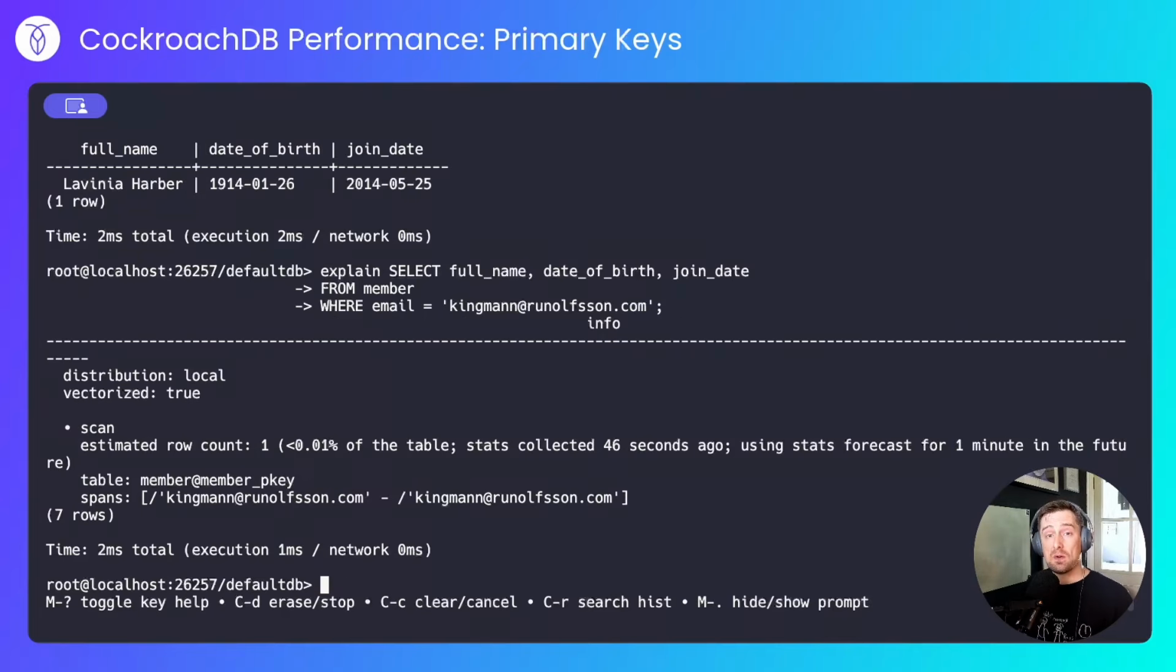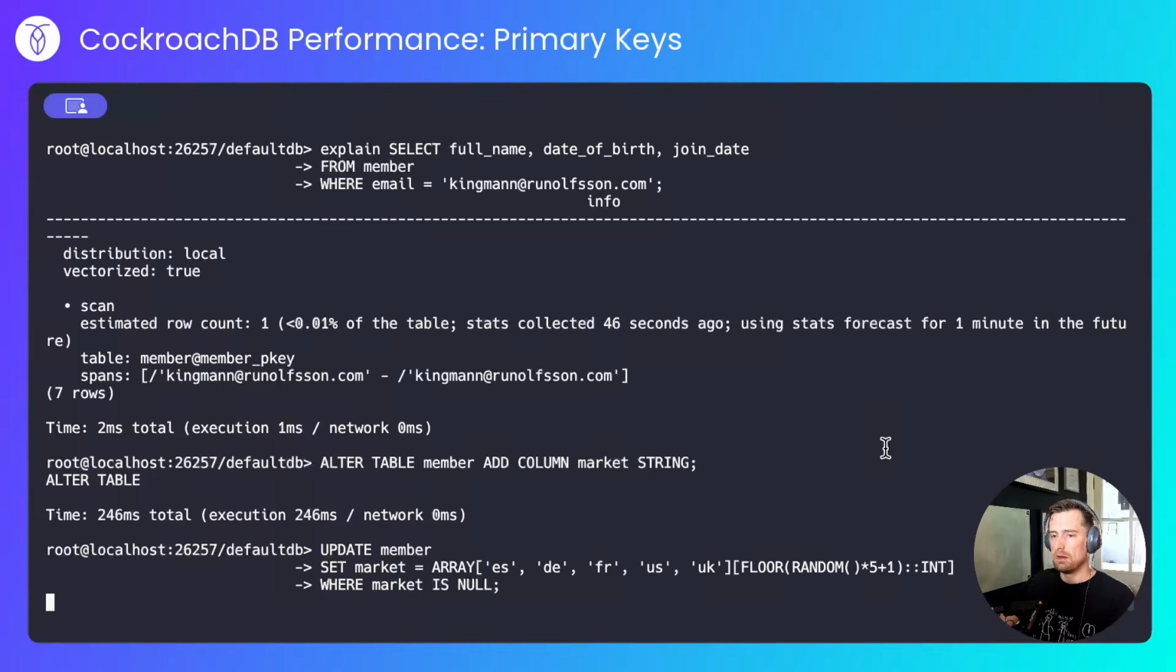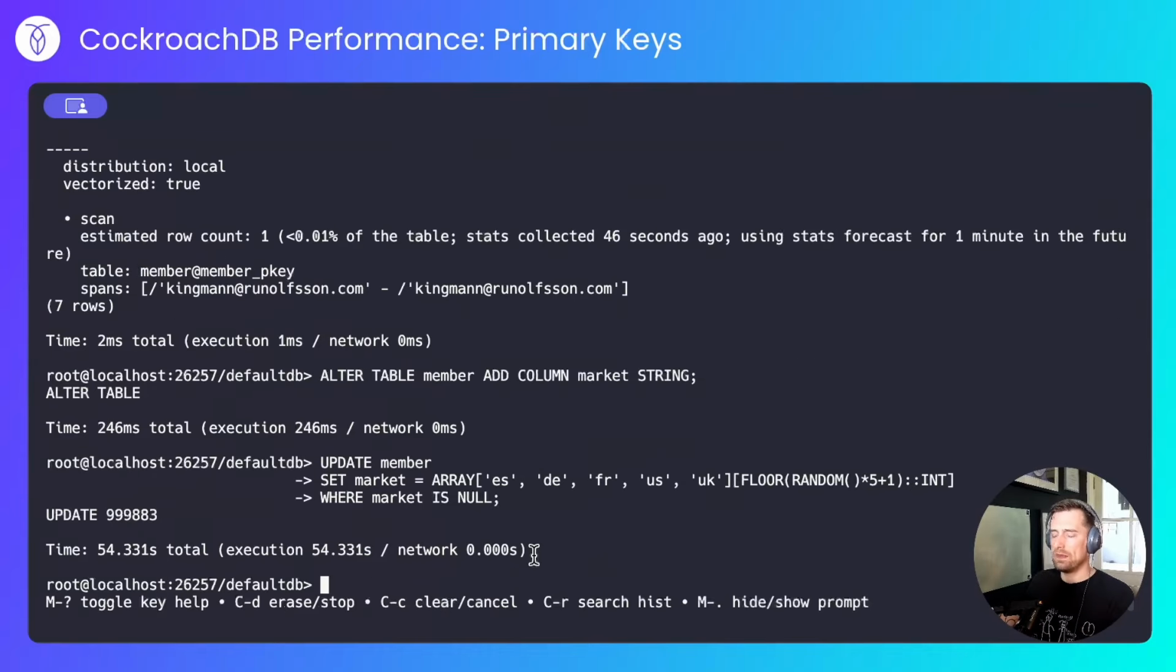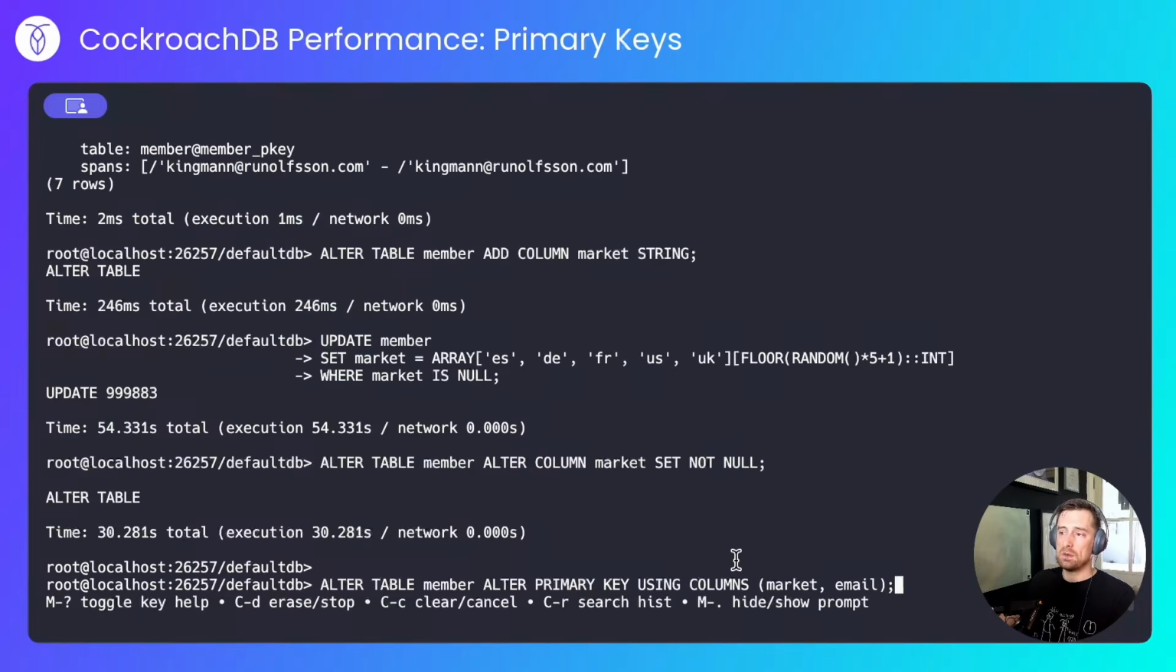The use of the email column as the primary key in this example is known as a natural primary key. Let's see what using multiple column natural keys looks like and the kind of considerations you would want to make to achieve the best performance. I'll add a column to the table called market and set random values for Spain, Germany, France, the US, and the UK for each of them. With the data in place, I can now make that column non-nullable and then update the primary key to use both the new market column and the existing email address.